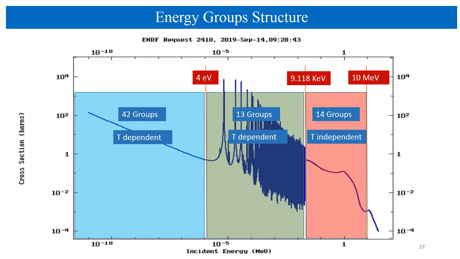And we commonly use a code named NJOY. This code may generate these cross sections for different temperatures. But the main library existing in WIMS itself contains different evaluations for certain isotopes at different temperatures, especially the isotopes that have resonance absorption and the isotopes whose molecules affect the thermal neutron scattering.